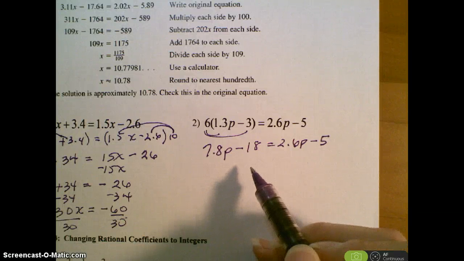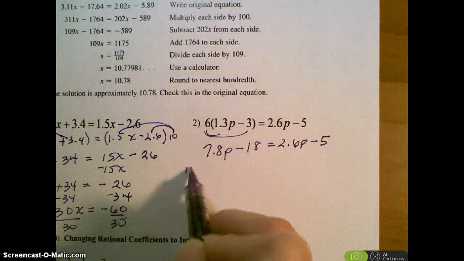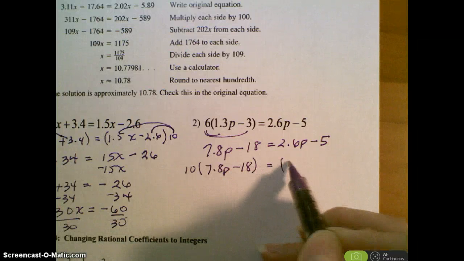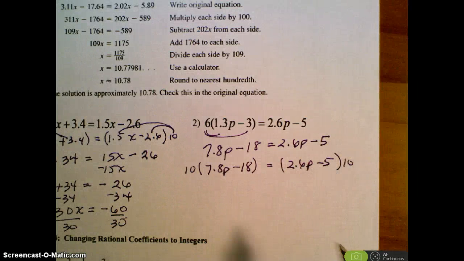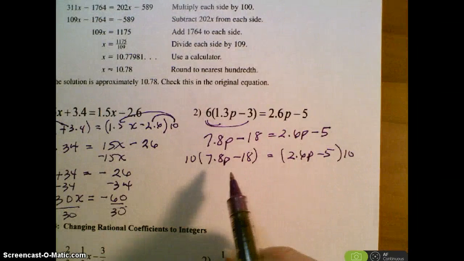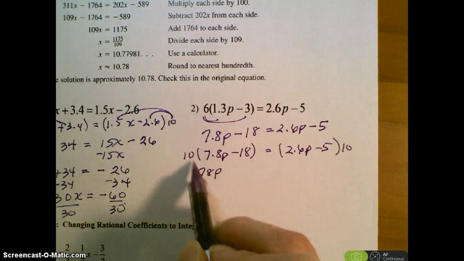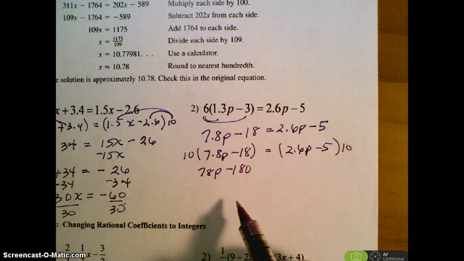Okay, the next thing I'm going to do is multiply both sides of the equation by 1 power of 10. And the reason why it's only 1 power of 10 is because I see tenths. Now, if I were to see tenths and hundredths, I would multiply by 100, the bigger one. So that way it moves all the decimals all the way over. Okay, so let's distribute this 10. So here I would have 78p, and negative 180, because 10 times 18 is 180.